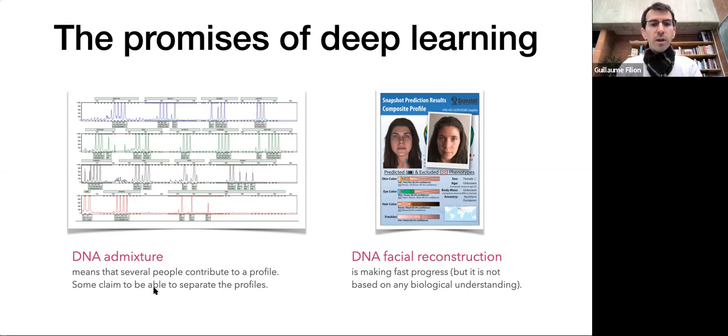Some claim to be able to separate the profiles using these deep learning techniques, these new machine learning techniques, to distinguish these two profiles, to say, okay, there is that person who has this fingerprint and this person who has other fingerprints. Otherwise, you have a mix, which is very difficult to distinguish.